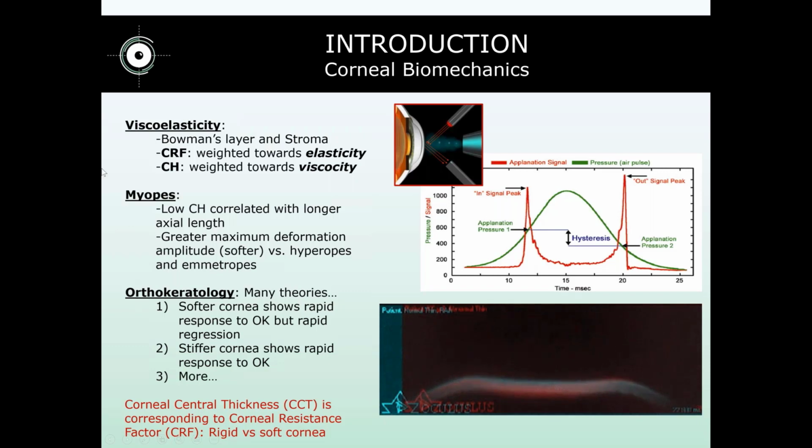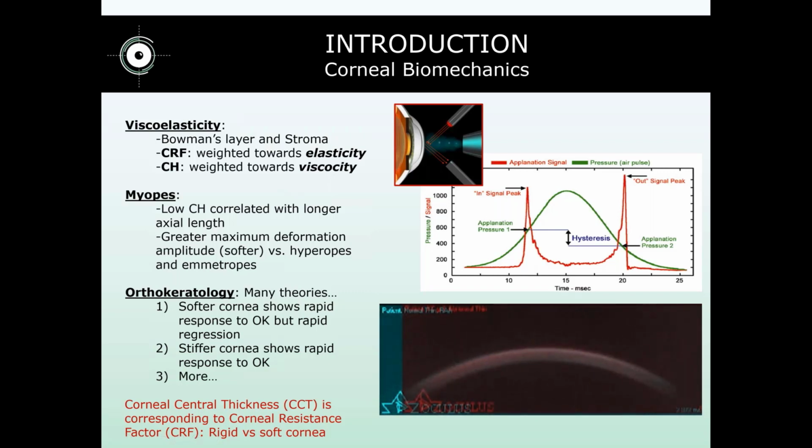Corneal biomechanics is a recent advance that adds a layer of complexity. Very briefly, viscoelasticity is the property of human tissue. This is for the cornea, that's Bowman's and stroma, to have the ability to be elastic, but also viscous, so it can absorb and dissipate forces as well. The two parameters that we use to measure biomechanics are the rigidity factor and the corneal hysteresis. Rigidity is weighted towards elasticity, hysteresis weighted towards viscosity. Both include the other, but it's weighted more towards one parameter.